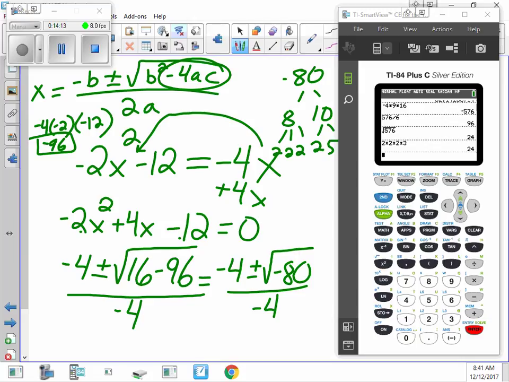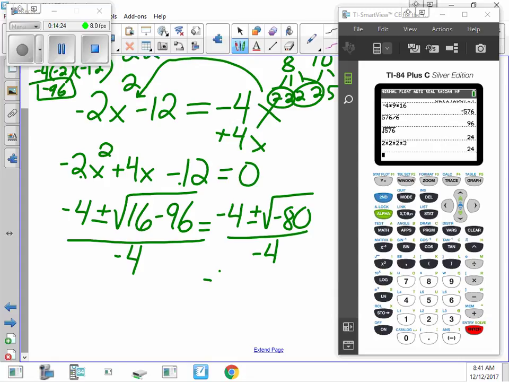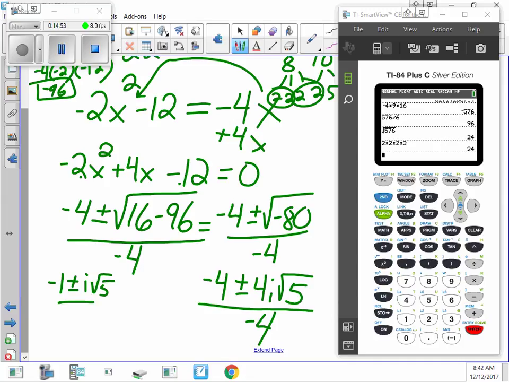What can I bring out? 2 sets of 2's and an i. Negative 4 plus or minus 2 sets of 2's would be 4 and the i. And then I have the square root of 5 left over. And I divide that by negative 4. Do those three numbers have anything in common? 4. So I'm going to pull out a 4. Negative 1 plus or minus 1 i root 5 over negative 1.